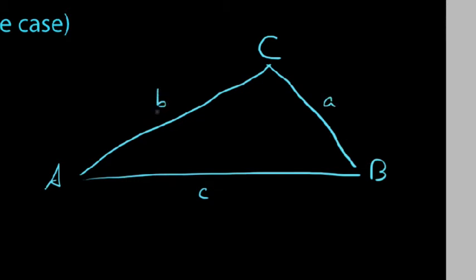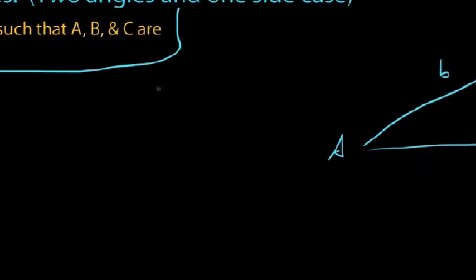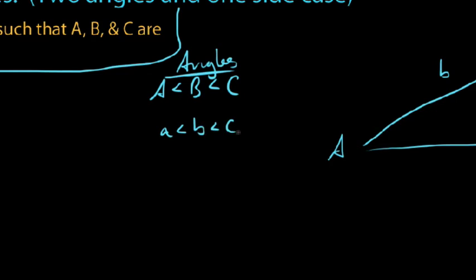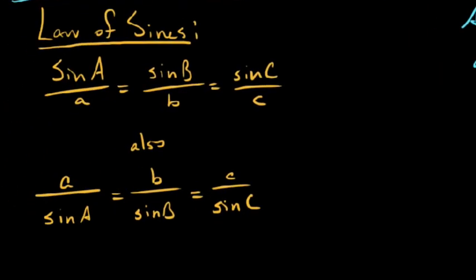This is very important, and it's a property from geometry: if angle A is less than angle B is less than angle C, then the side lengths also follow the same scheme. If you think about it, this is reasonable, in that the longest side is opposite the largest angle, and the smallest side, a, is opposite the smallest angle, the least amount of rotation. That being said, it leads us to the law of sines over here.